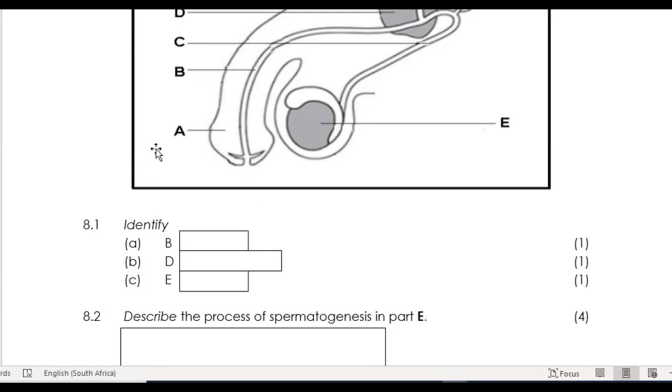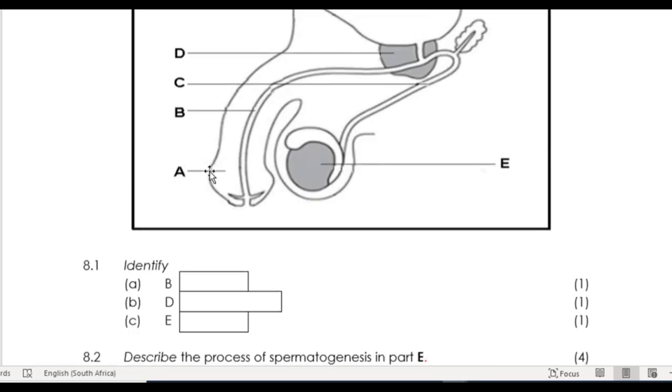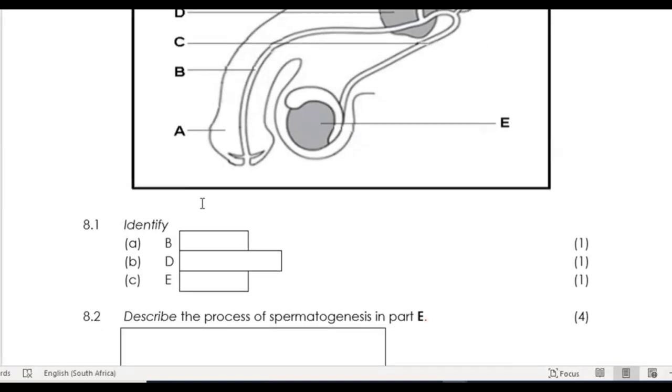So A would be the penis, or glans of the penis. B would be the urethra. I'll open this now to show you guys. D would be your prostate gland. E would be the testis. And C would be the epididymis.